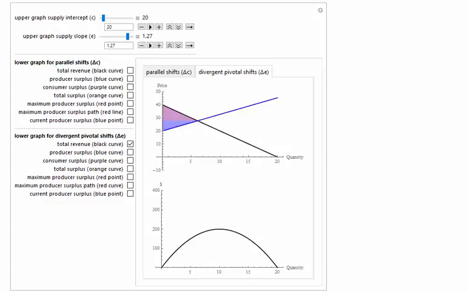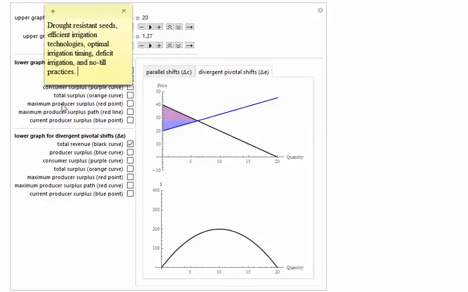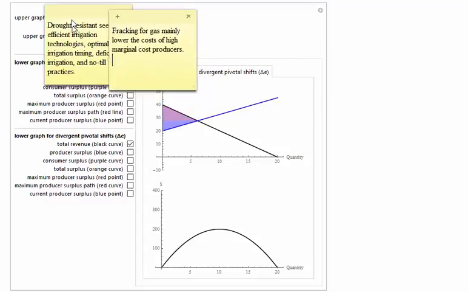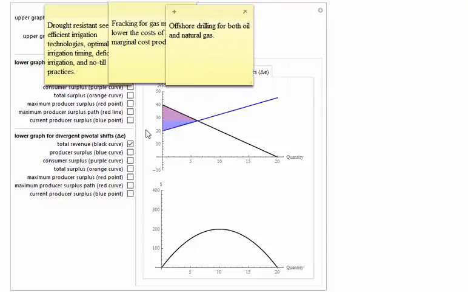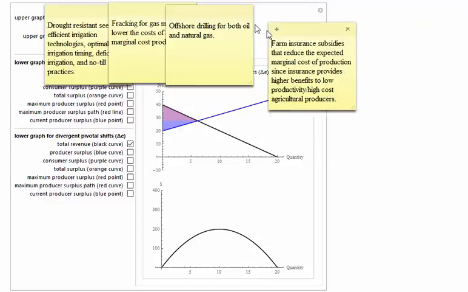What are some examples of applications that fit this rotation in the supply curve? Well, drought-resistant seeds, efficient irrigation technologies, optimal irrigation timing, deficit irrigation and no-till practices. Likewise, fracking for gas mainly lowers the cost of high cost producers. Offshore drilling is very expensive to drill into the deep sea. So new technologies that lower costs of our low productivity producers will do that.